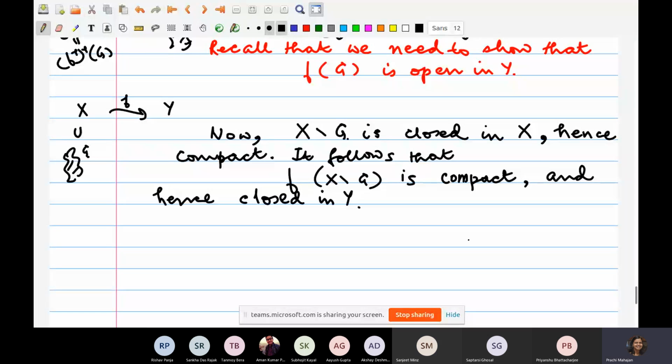So what have we proved? You looked at the complement of G, pushed it forward by f, and that set is compact and hence closed in Y. That means that its complement is going to be open in Y. What is the complement? I am looking at the complement of G, applying f, and then looking at its complement in Y. This set is open in Y, right? Because the complement of this set is closed in Y, as we just observed above.